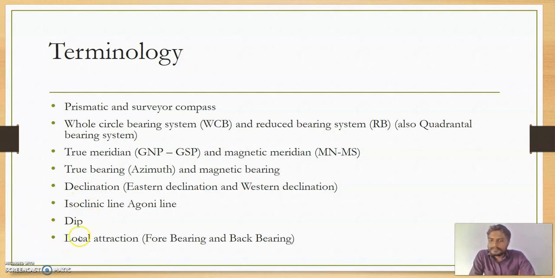Next, local attraction. Local attraction is an error. When the difference between forebearing and backbearing is not equal to 180 degree, it means that local attraction takes place. Local attraction occurs in the vicinity of magnetic substances, iron ores. These iron ores may be available in the survey area where we are conducting the compass survey.